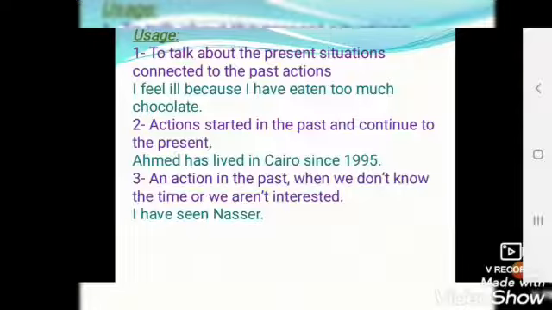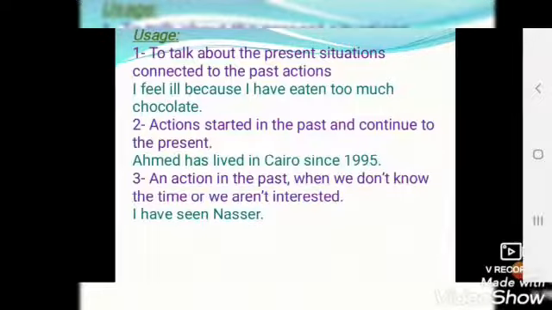I mean here that there is an old event, but it has a connection or a result in the present, like the example: I feel ill now. I mean that I feel ill now. Why? Because I have eaten. That's a past action. I have eaten too much chocolate.